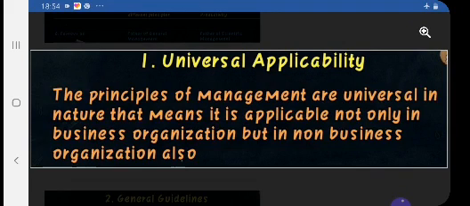As we have already discussed, one of the natures of management is that it is pervasive, meaning it is present everywhere. So these principles are applicable in business as well as non-business organizations too.